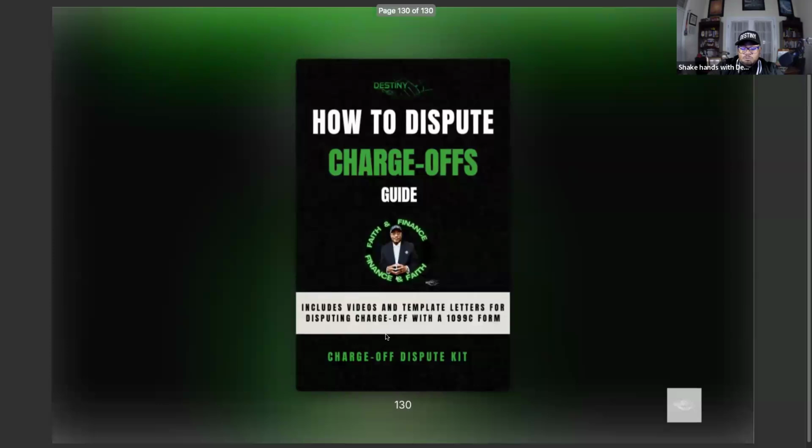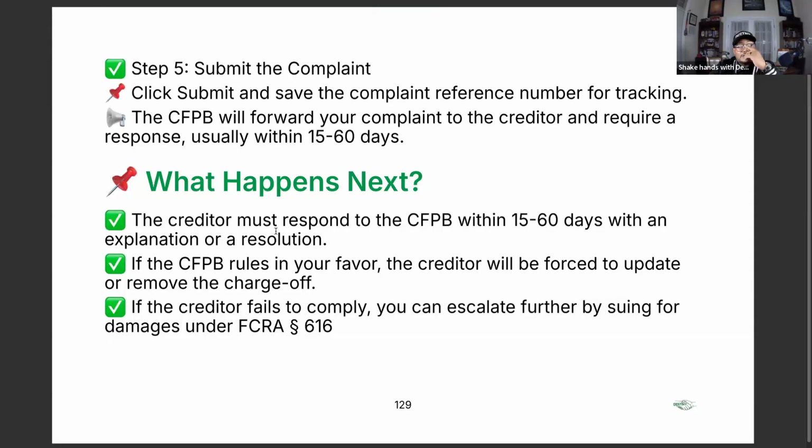And the last thing here: what happens next? The creditor must respond to the CFPB in 15 to 60 days, that's just their generic answer. If the CFPB rules in favor, the creditor will be forced to update or remove the charge-off. If the creditor fails to comply, you can escalate further by suing for damages under the Fair Credit Reporting Act. As you see, it didn't say if the CFPB does not rule in favor. It says if the CFPB rules in favor, the creditor will be forced to update or remove the charge-off.